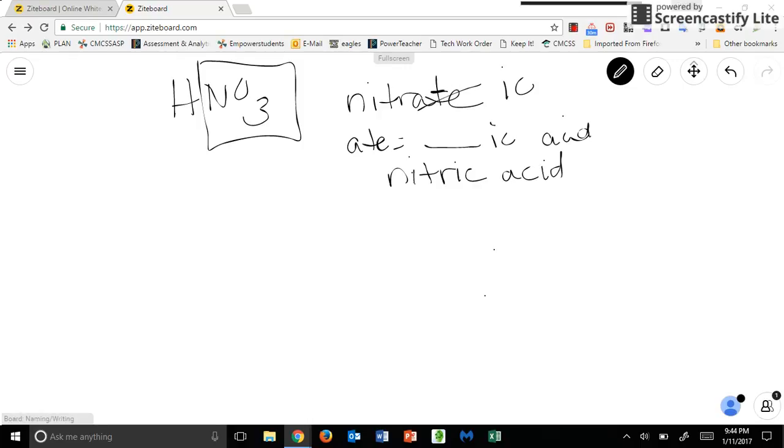I know it's an acid because it starts with a hydrogen. It's named for whatever follows. And in this case, it's nitrate. And the rule is if it ends in ate, change it to ic. So nitrate becomes nitric acid.